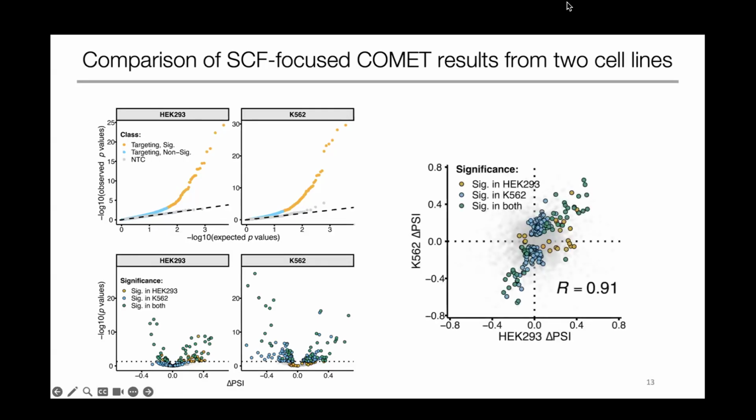And then what I think is really interesting is comparing these results in 2 different cell lines. So here we're plotting the K562 delta PSI on the y-axis and the HEK293 delta PSI on the x-axis. And I would say that this is very directionally concordant. So if you're in the lower left quadrant in one cell line, you're likely in the lower left quadrant in the other cell line, and the same is true for the upper right quadrant. There are some, like in the lower right quadrant, that seem to be cell type specific. So there's a bunch of orange points in the lower right quadrant that are significant in HEK293 cells, but don't seem to have an effect in K562 cells.